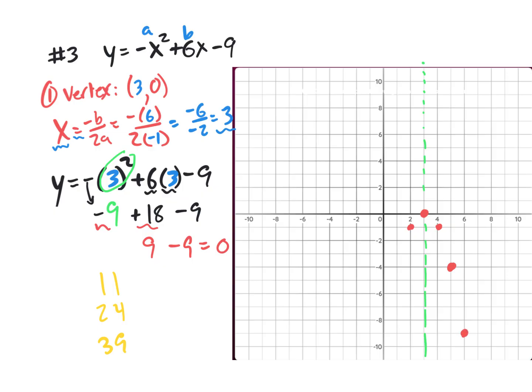And of course, map it over to the other side. What do I mean by that? It's 1 unit, 2 units, 3 units away from your axis of symmetry. So 1 unit, 2 units, 3 units away would be right here. By the way, this is the y-intercept. Right there, that's where it crosses the y-axis.